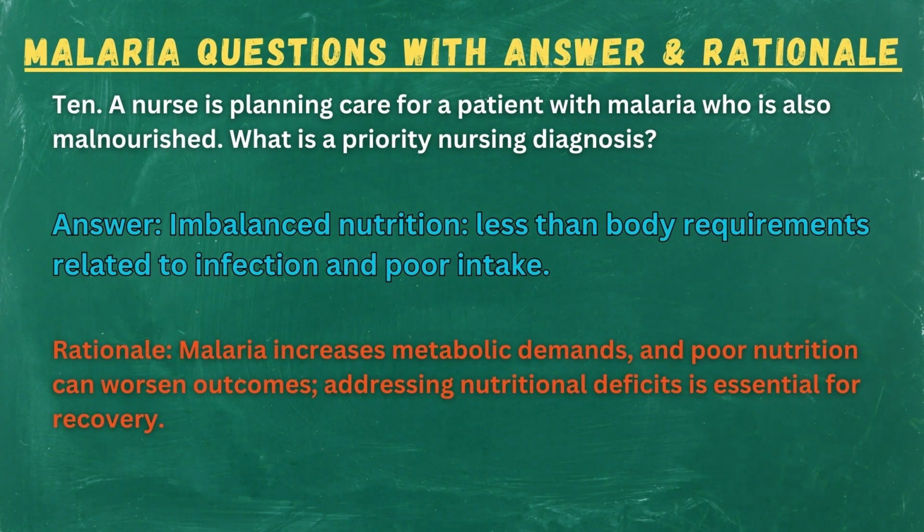10. A nurse is planning care for a patient with malaria who is also malnourished. What is a priority nursing diagnosis? Answer: Imbalanced nutrition, less than body requirements related to infection and poor intake. Rationale: Malaria increases metabolic demands, and poor nutrition can worsen outcomes. Addressing nutritional deficits is essential for recovery.